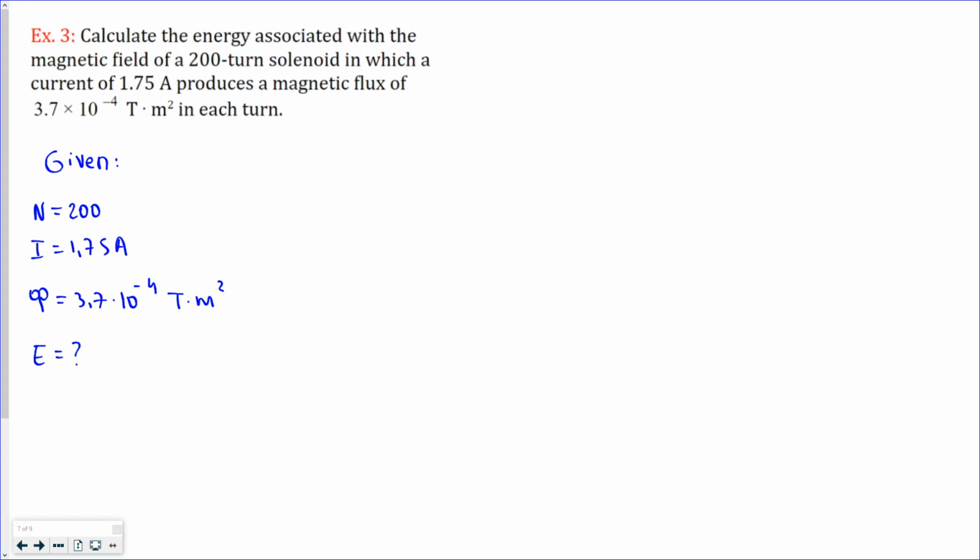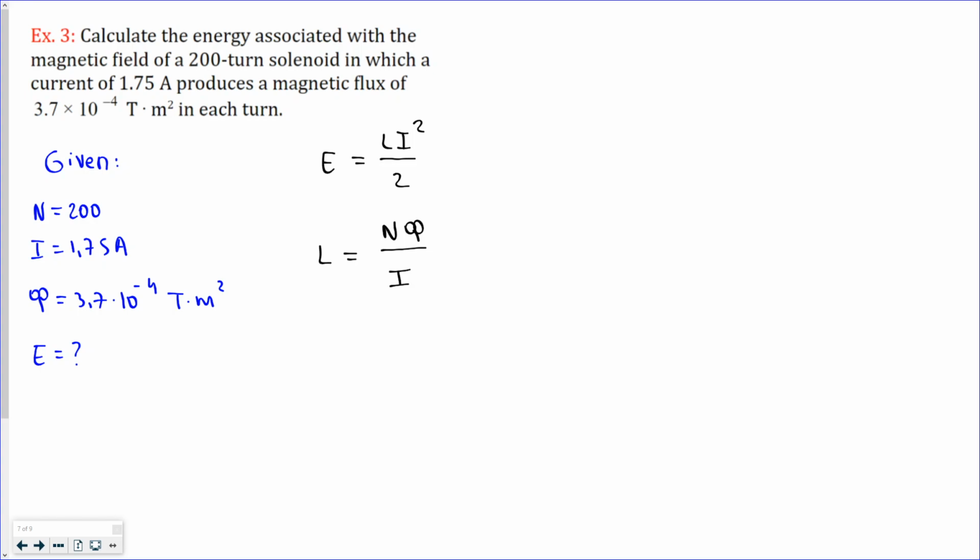Well, as always, I will start with an equation for the energy stored in an inductor, but here I don't know L, and L can be found by using this equation. I don't know, do you remember this equation? So this is from the inductance.